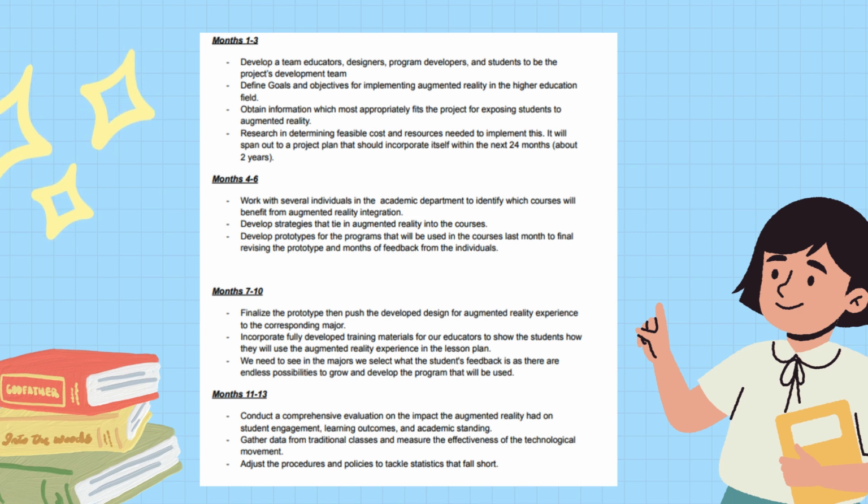Months 11 through 13, conduct comprehensive evaluations to see how the augmented reality has impacted students' engagement, learning outcomes, and academic standing. Gather data, including from traditional classes, so we can measure the effectiveness of the technology and adjust any procedures or policy to tackle anything that we've missed.